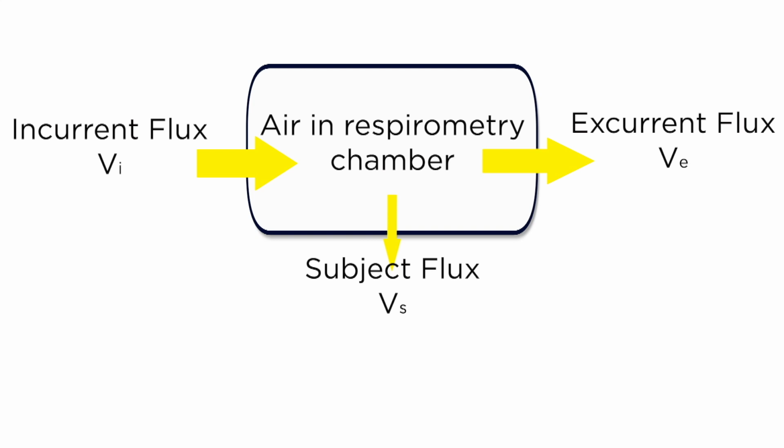Note the different flux directions, which determines the sign in the balance equation. Influxes into the chamber get a positive sign, while fluxes out of the chamber get a negative sign. This is important when looking at different gas fluxes to and from the subject. Rearranging the formula allows the calculation of subject flux from the difference of in-current and ex-current fluxes.